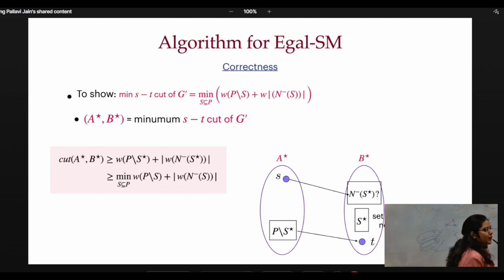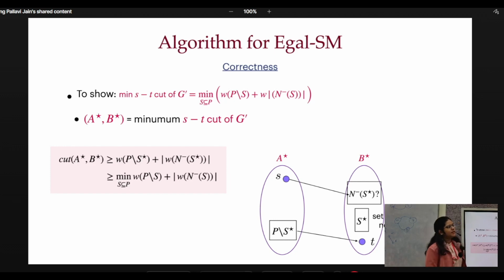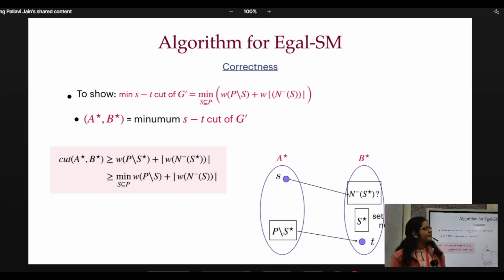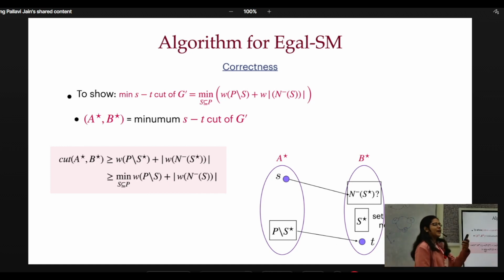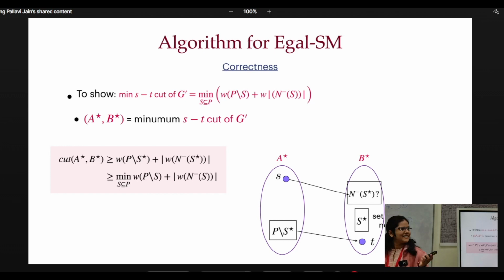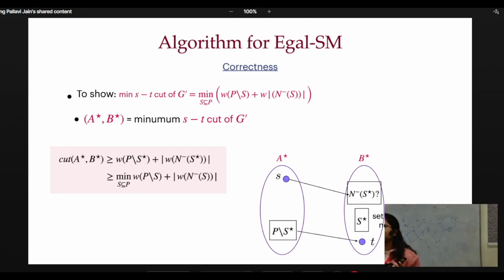So what did we show? Did we make any progress towards our goal? Half meaning? Exactly, okay, by half he means that one direction we have proved, right, this is what you mean, okay.